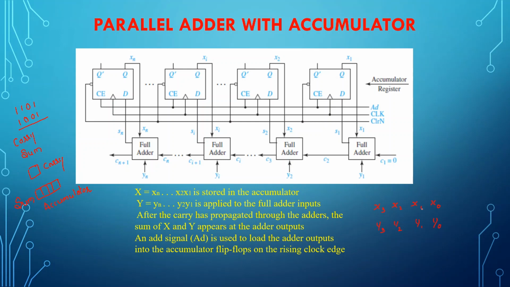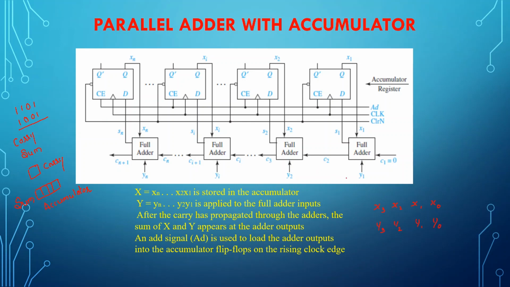So the way in which we are going to build up a parallel adder with accumulator, first we'll be having a register. The component you can see here, which is made up of D flip-flops, is a 4-bit register, which is the accumulator. Accumulator means, as I said, it's a default memory space which is going to store the result.